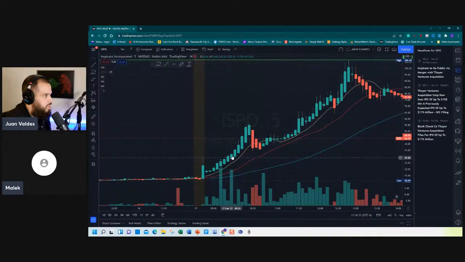Let's say this comes up in your scanner, and you see it right here, and you say, "Oh my God, I want to jump in." And then you see it go higher, and you say, "I want to jump in," and then it goes higher again.